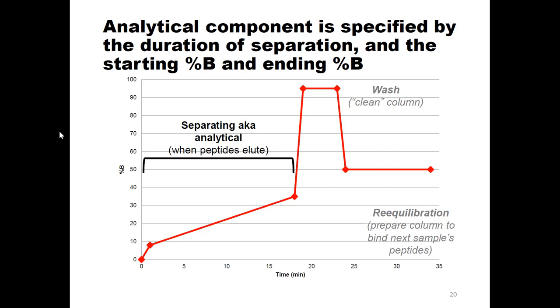But two other very important things here are the wash, which is the super high bump. This is creatively called the wash because it's washing your column. Then the wash drops back down to a lower organic, and that's the re-equilibration to get your column ready for the next run. In my encounters talking to people about their methods, I have not found a lot of people who realized how important the wash was. I talked to a lot of researchers who tell me how bad a problem carryover is for them, and when I ask them what their wash looks like, they don't know. So if you have carryover issues, my number one advice would be to lengthen your wash, and you might see a lot of that go away.